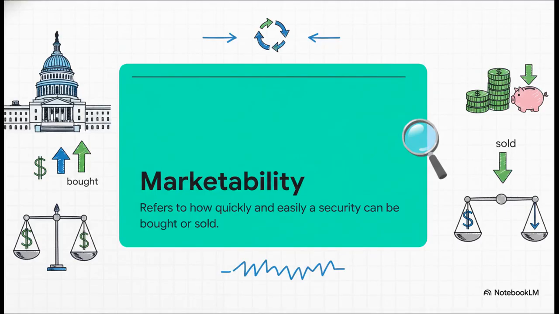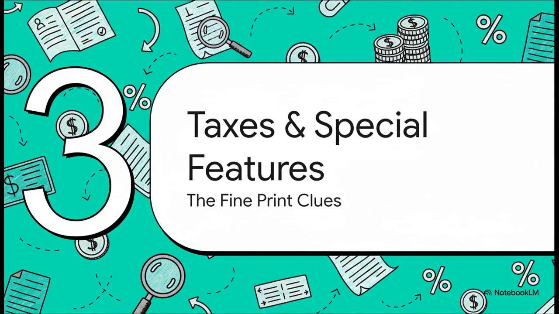That flight to quality also shines a light on another related clue. Marketability. Basically, how quickly and easily can you sell something if you need your cash back right now? Well, U.S. Treasury securities are the most marketable financial asset in the entire world. You can sell them in an instant, anytime. That incredible liquidity makes them extra attractive, which means the government can get away with paying a slightly lower interest rate. Okay, so we've covered time and we've covered risk.